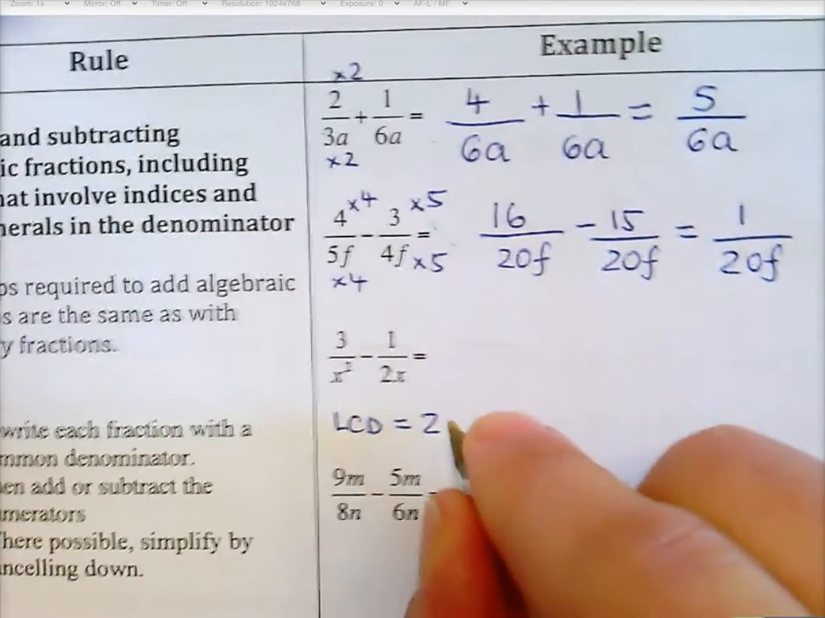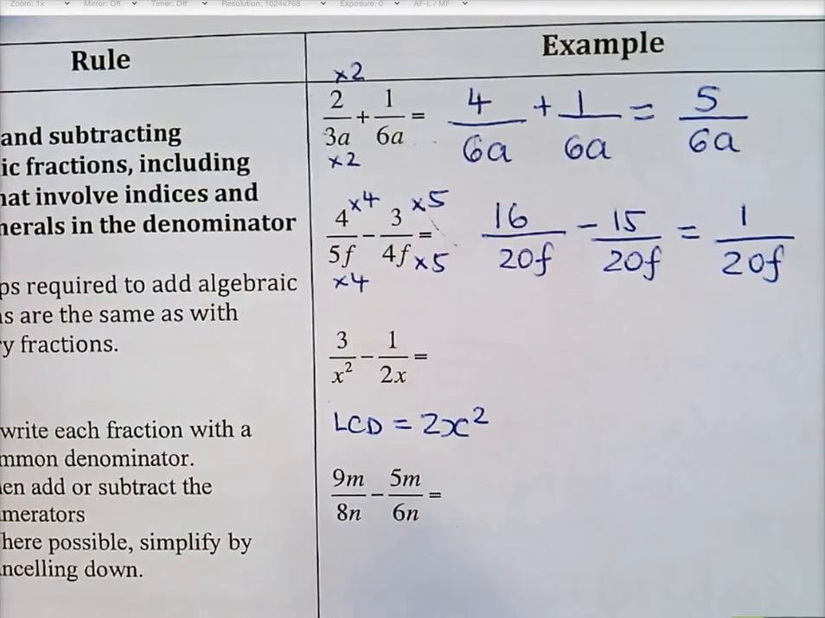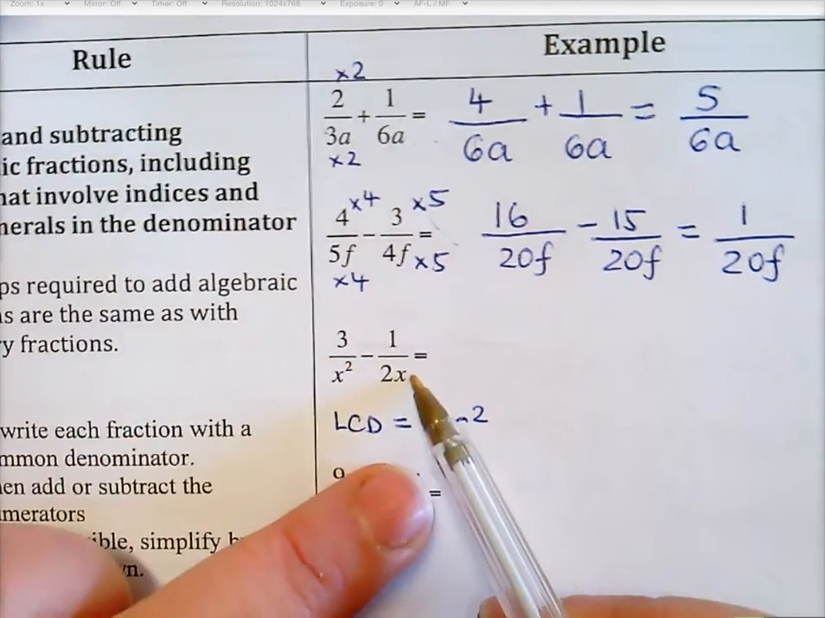2 times what? x squared. It's not 2x cubed, okay? It's 2x squared that I need to make my new denominator. I look at the numbers and I say 2. Both denominators have to have a 2. This is an x squared, so this one needs to be an x squared.